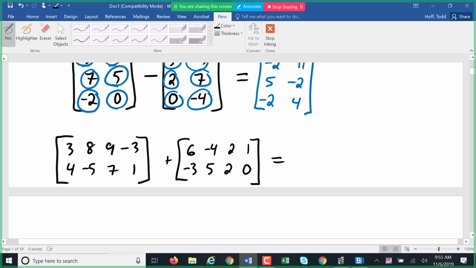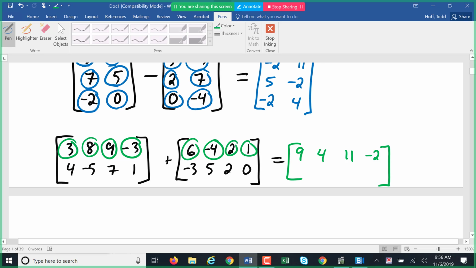Both of these matrices are 2 by 4 matrices, 2 rows and 4 columns. We're adding them, so again, we combine the corresponding elements. 3 and 6 make 9. Row 1, column 2, 8 plus negative 4 is 4. Row 1, column 3, 9 plus 2 is 11. And row 1, column 4, negative 3 plus 1 is negative 2.